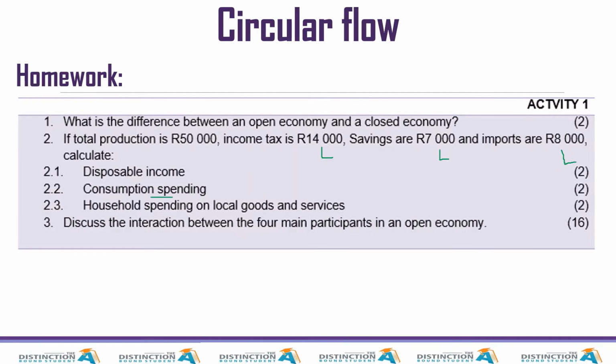The next one is consumption spending. To get consumption spending, we have to save first. So our 36,000, if our savings are 7,000, that means 36,000 minus 7,000, which is 29,000. The next one, household spending on local goods. If 8,000 on imports is going outside the country, what are we spending on local goods? That is 29,000 minus 8,000, which is 21,000.